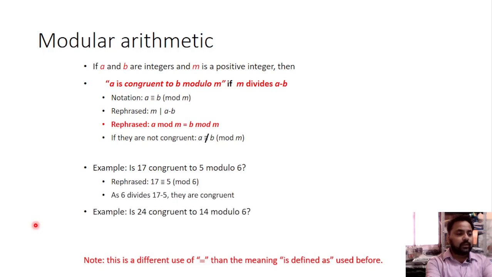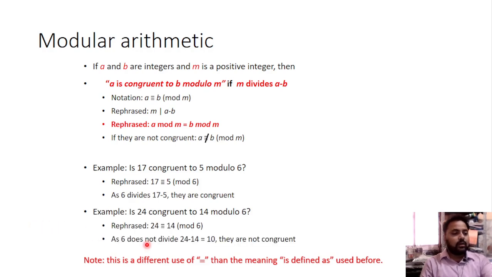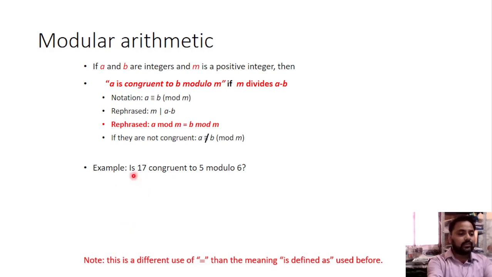Here, by example, you can see if a is 17, congruent to 5 modulo 6. So 17 is congruent to 5 mod 6, as 6 divides 17 minus 5, they are congruent.